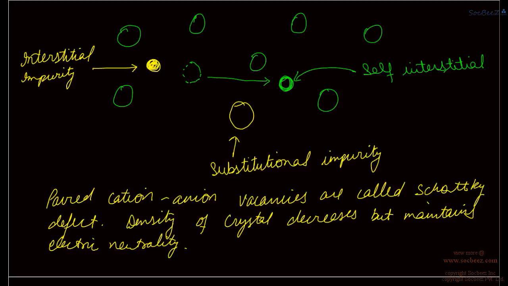There is another type of defect known as Frenkel defect. It is a type of defect when an ion, whether it is cation or anion, leaves its lattice point and occupies the interstitial space, just like self-interstitial. This can be called Frenkel defect. In this case, an ion leaves its lattice point and occupies some interstitial space. So in this case also, electrical neutrality is maintained, and the density remains unaltered.